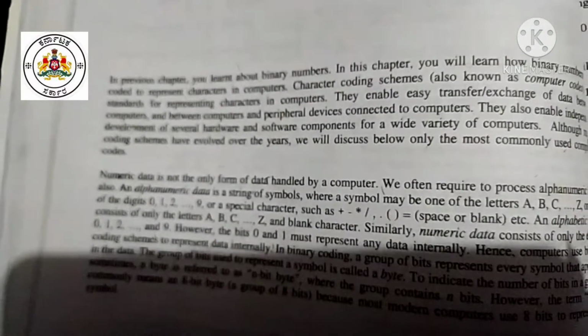Hello students, the topic of this session is binary codes.